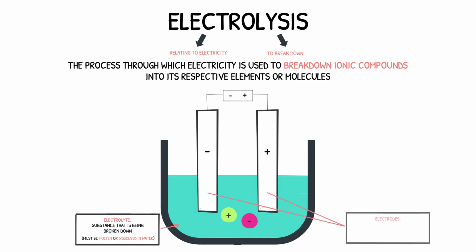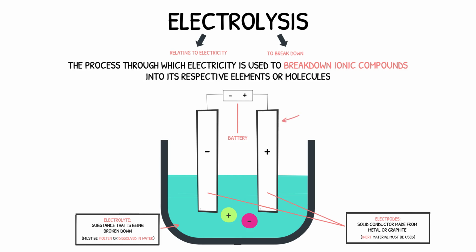Here, we have the electrodes. These are solid conductors commonly made from metal or graphite. An inert material must be used for the electrodes so that they do not interfere with the reaction. The electrodes are then connected to a power source, such as a battery. The directional flow of the electrons from the power source causes the electrodes to retain a charge.